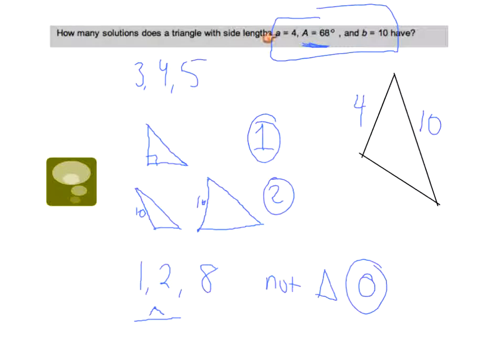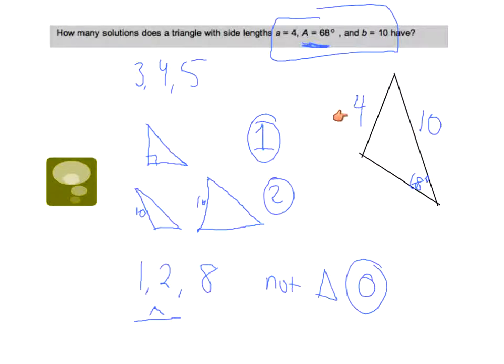You guys okay with why I'm saying that? Because little a is straight across from big A. Little a has to be straight across from my big A in my picture. Everybody okay with that idea? Always. So my 68 has to go here, because that's how law of sines works, right? We have to do our big right across from our little, our big right across from our little.